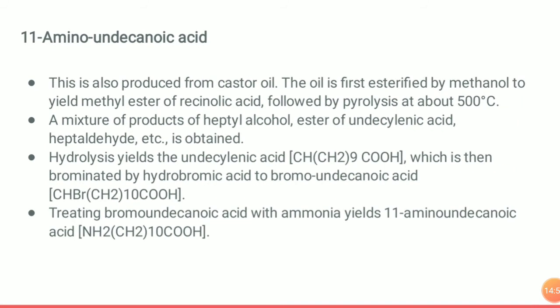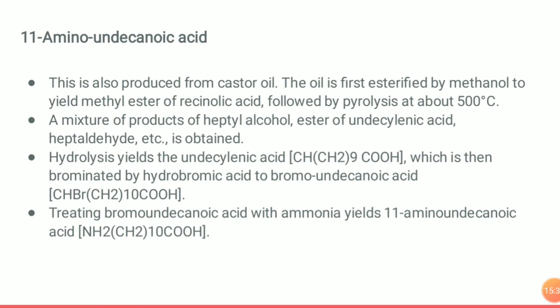Now we see the next monomer, 11-aminoundecanoic acid. What is this? It is the monomer required for producing nylon 11. It is also produced from castor oil. It is also extracted from castor oil. So we can see the oil is first esterified with methanol to yield a methyl ester of ricinoleic acid, followed by pyrolysis at about 500 degrees Celsius.